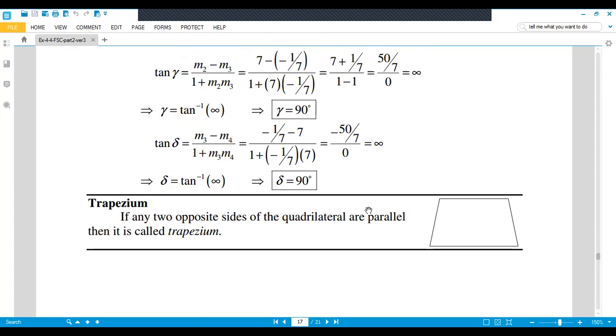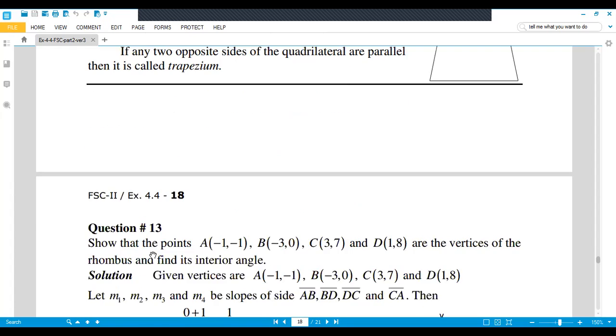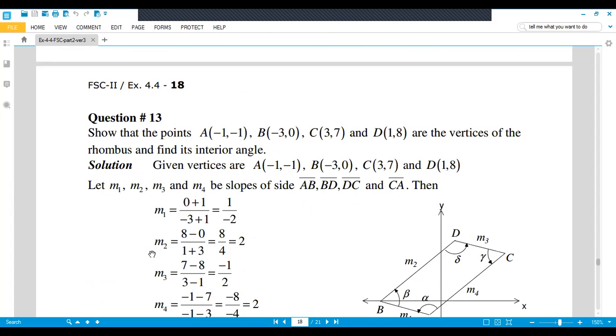If any two opposite sides of a quadrilateral are parallel, then it is called a trapezium. You know that. If any two opposite sides of the quadrilateral are parallel but not equal in length, that is called a trapezium. Now come to the next question, question number 13. Show that the points A, B, C, and D are the vertices of the rhombus and find its interior angle. Again in the same way.